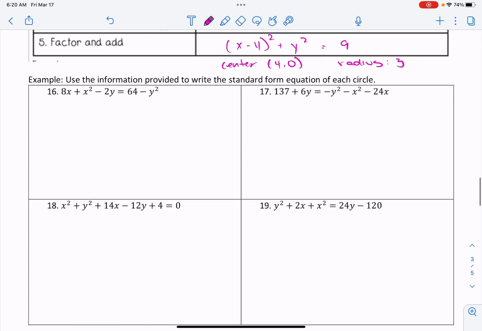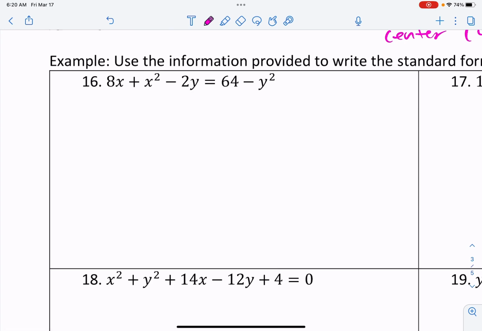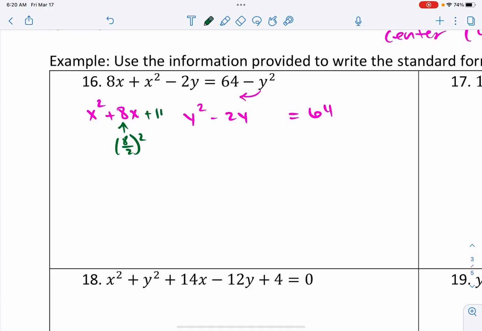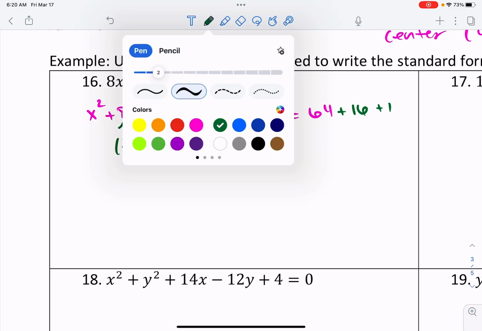Let's practice one more here. Again, first step is to get all your x's together, so x squared plus 8x, and move all your y's together. So I'm going to go ahead and move this one over. So I'm going to get y squared minus 2y is equal to 64. From there, I'm going to take this number and divide it by 2, and I get 8 divided by 2 is 4, squared is 16, so I have to add 16 to both sides. And then I take this number and divide it by 2 squared, and I end up with 1, so I'm going to add 1 because I have to balance this equation.